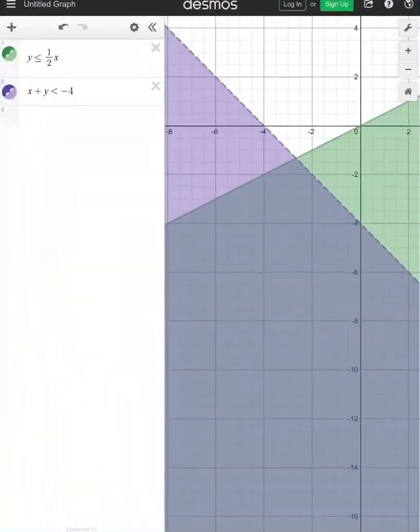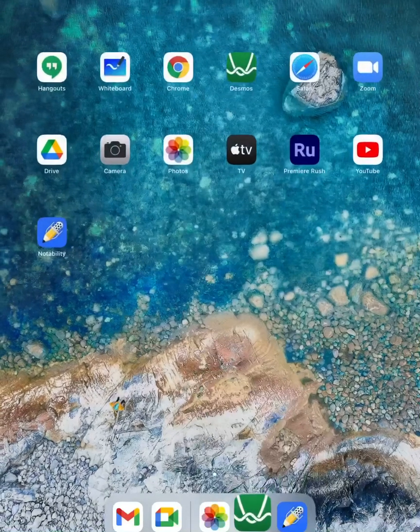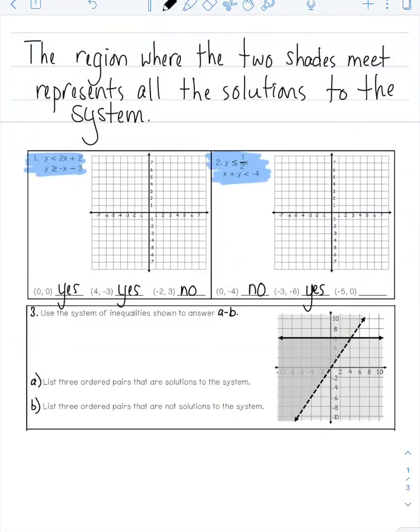And I think it was negative 5, 0. So back 5, don't go up or down any. Well, that's only in the light purple. So no, that's not in the double shaded region. That's not a part of the solution. So that's what you're going to be asked to do. That's how you find the solution to a system of linear inequalities.